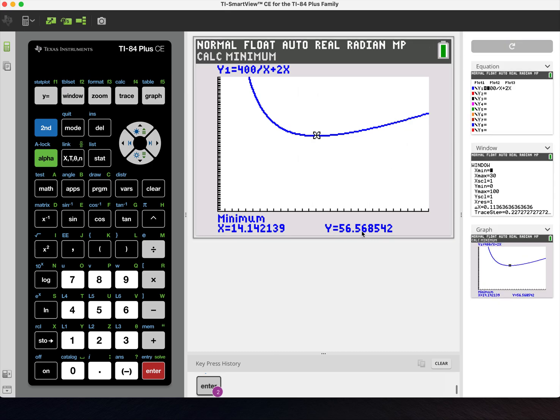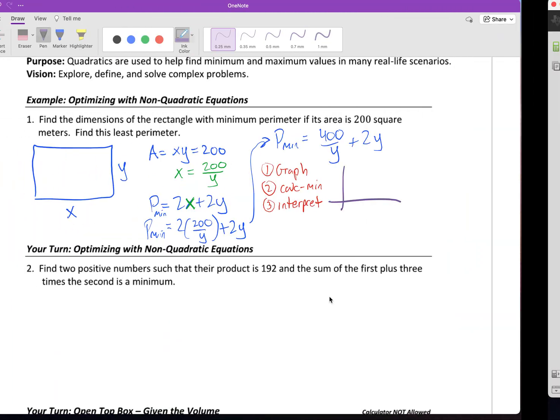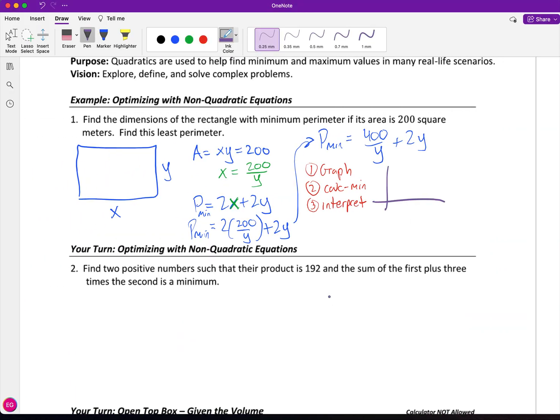I guess it's 56.9. So I'm just going to sketch a little graph of that just so we have it over here. Ooh, that was a rough graph. That is really not what that looks like. All right, a little shaky apparently. And I want to find that. So that was 14.142 and then 56.569. And remember that we graphed that as a y value and a p value.